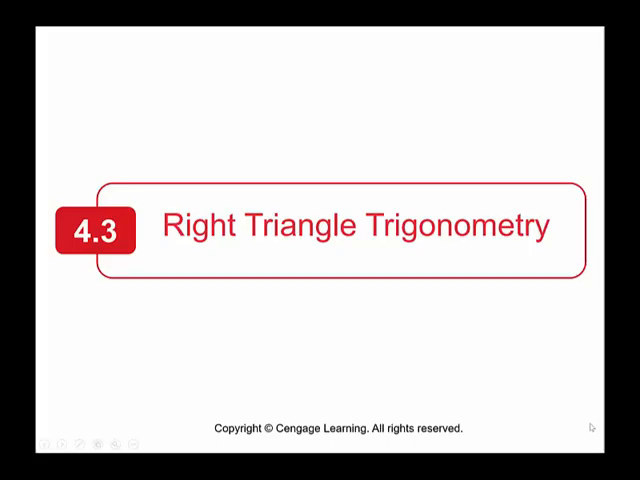Okay, so let's continue on section 4.3, and we're going to take a look at right triangle trigonometry. So we're going to interpret all these different trigonometric functions and identities in a right triangle. Let's say you have a right triangle, 3 sides. This is called the hypotenuse side.